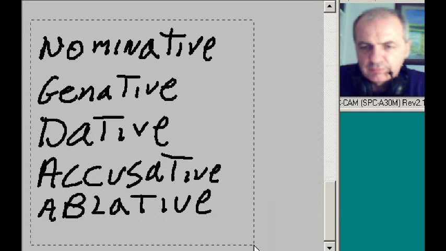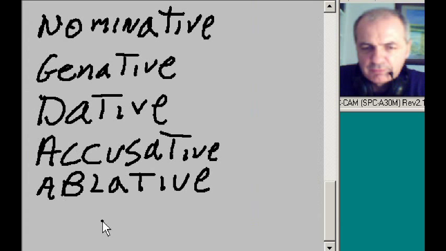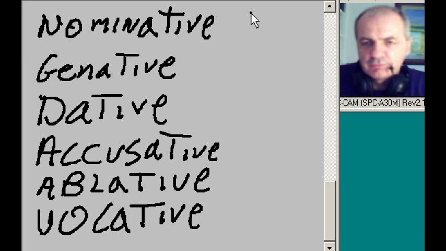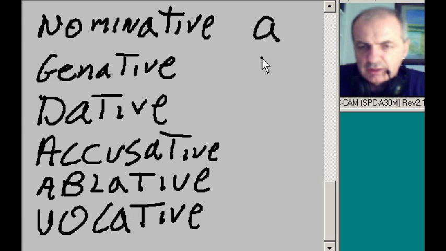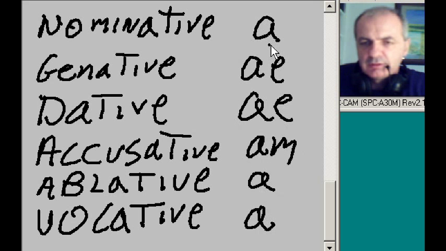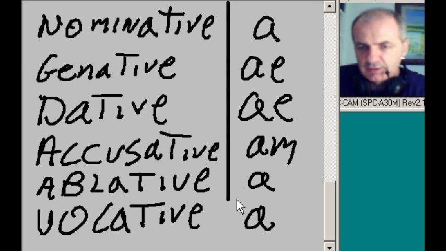And hold this up a bit. And the vocative. And if you're dealing with first declension nouns, the endings will be A, I, M, and then two A's. A, I, M, A. And there's your case endings and your case ending names, all in one.